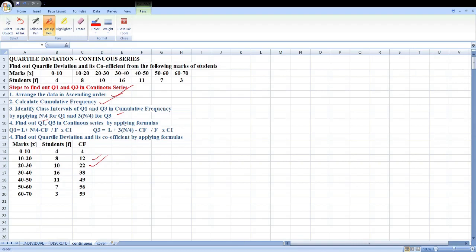Okay, students, now we have to find N by 4 to find the Q1 class interval. Here N is equal to 59. So N by 4 is equal to 59 by 4, which is 14.75. So you have to find 14.75 in the cumulative frequency. It is not there exactly, but 14.75 lies within 22. So for Q1, the class interval is 20 to 30, right?